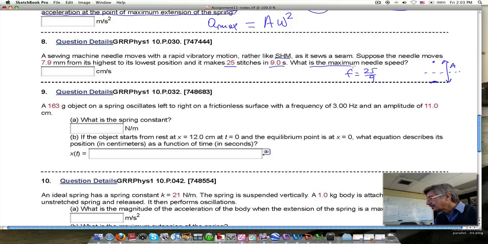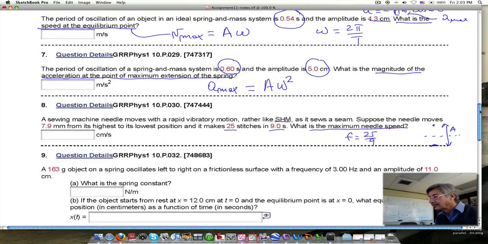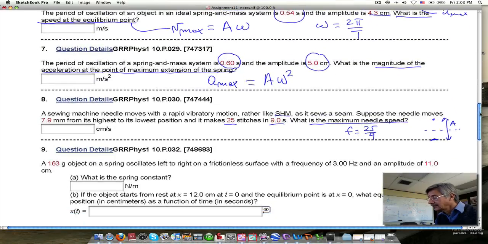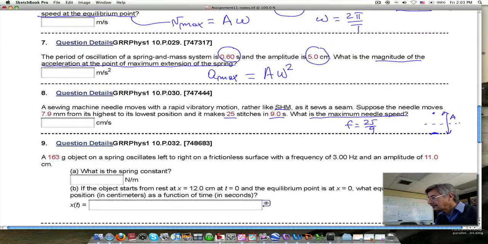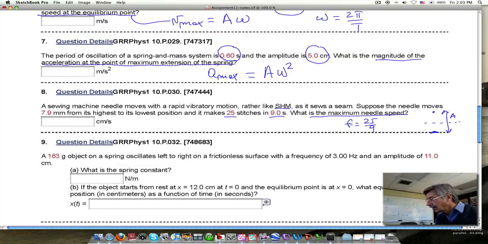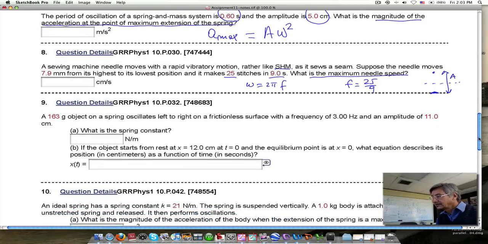So what is the maximum speed? Well, the maximum speed, again, just like number 6, is going to be the amplitude times omega. So you have to remember that omega is 2 pi f, and then it's always given.